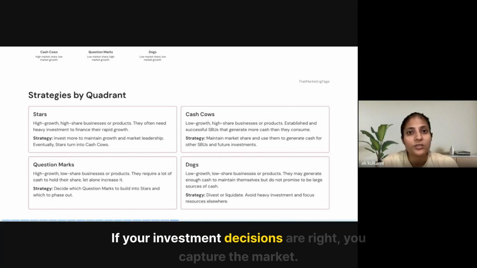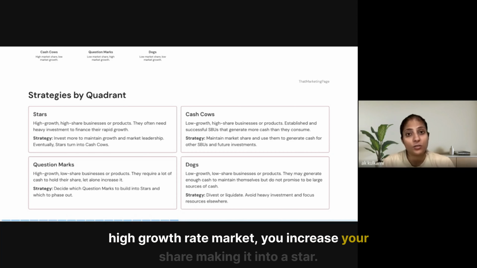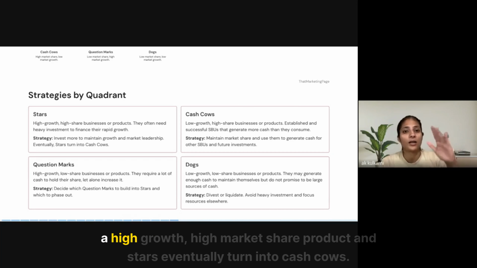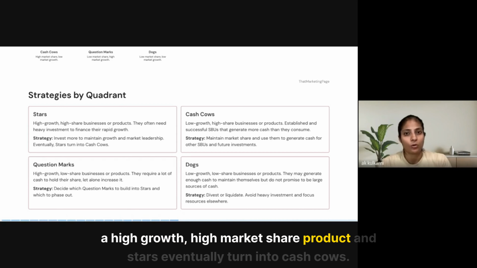If your investment decisions are right, you capture the high growth rate market, you increase your share, making it into a star. So a high growth, high market share product, and stars eventually turn into cash cows.